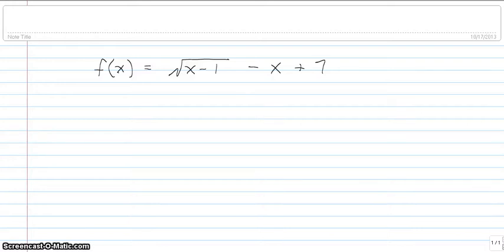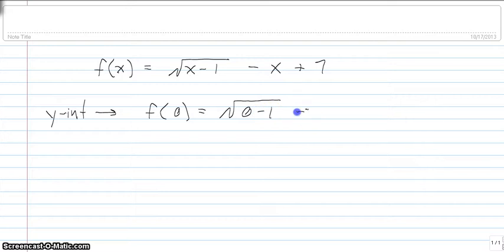Alright, so in this video we're going to use the function on the screen to find both the y-intercept and the x-intercept, or x-intercepts. And so for the y-intercept, we always find that by plugging 0 in for x. So I'm going to evaluate the function at 0. So replace x with 0.